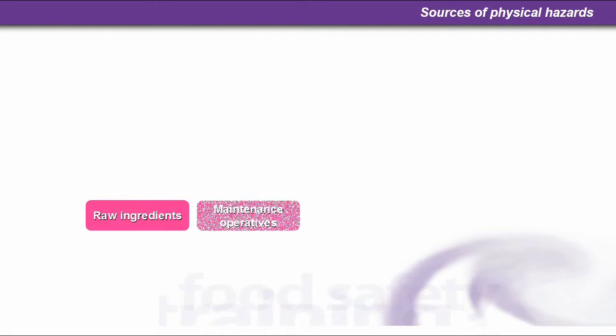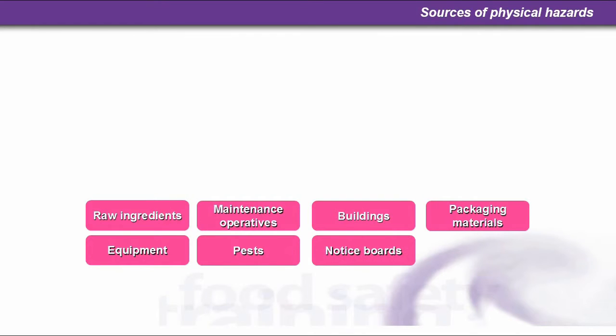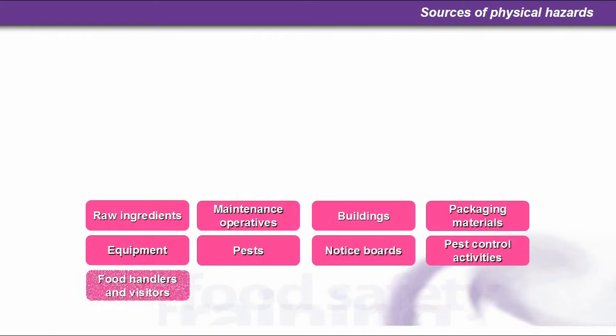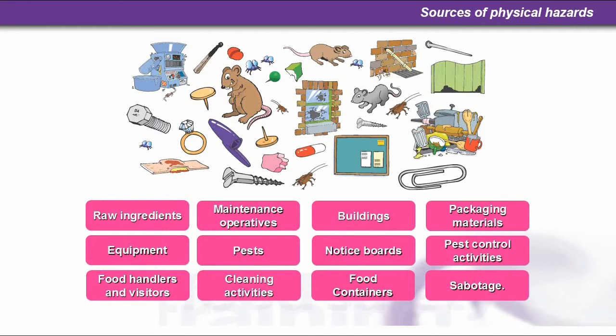Sources of physical hazards include raw ingredients, maintenance operatives, buildings, packaging materials, equipment, pests, notice boards, pest control activities, food handlers and visitors, and there's more: cleaning activities, food containers, sabotage. And there's some graphical representations above of the different types of physical hazards.